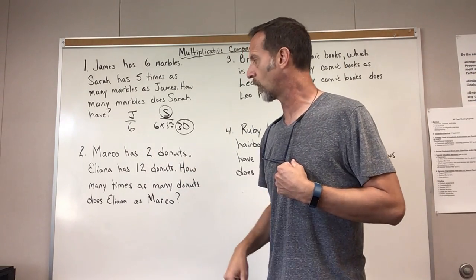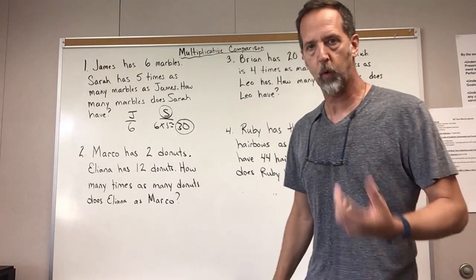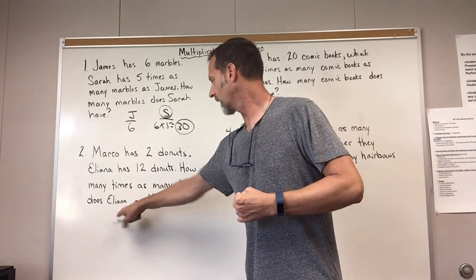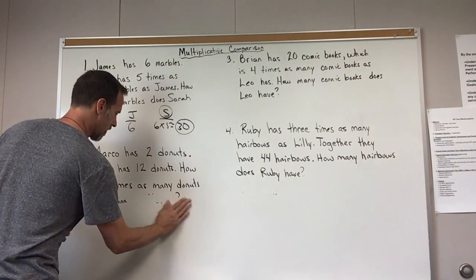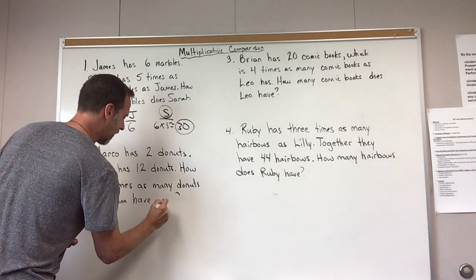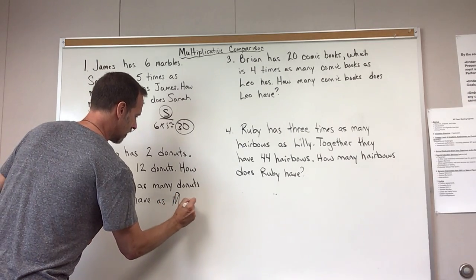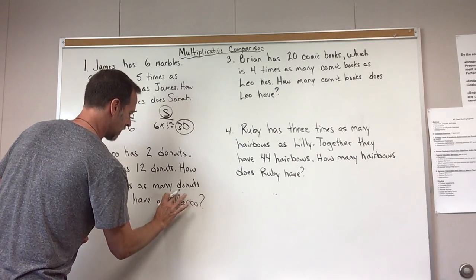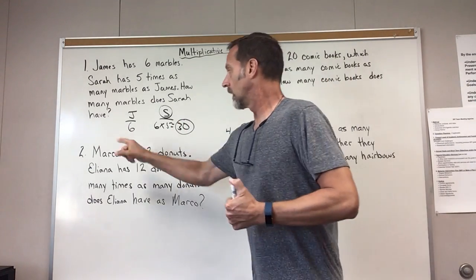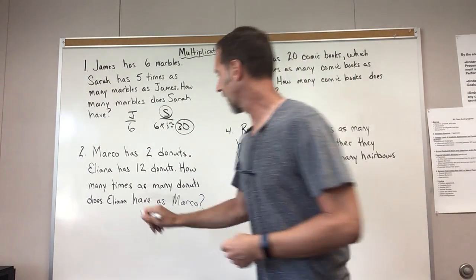Marco has 2 donuts. Eliana has 12 donuts. How many times as many donuts does Eliana have as Marco? Okay. How many times as many does she have as he has? All right? Who are my 2 people? Marco and Eliana.